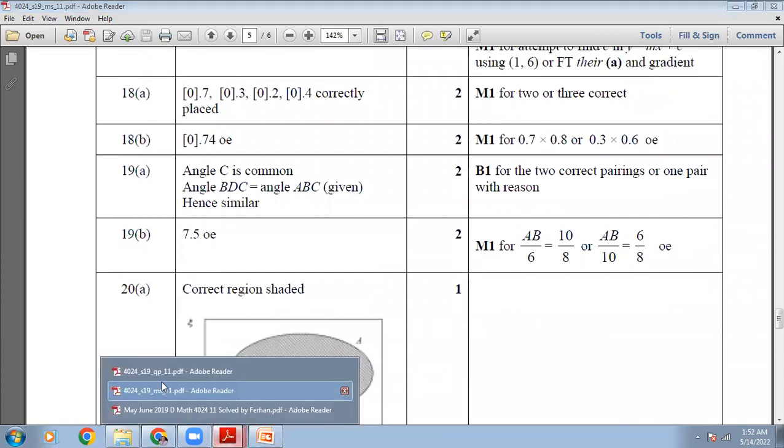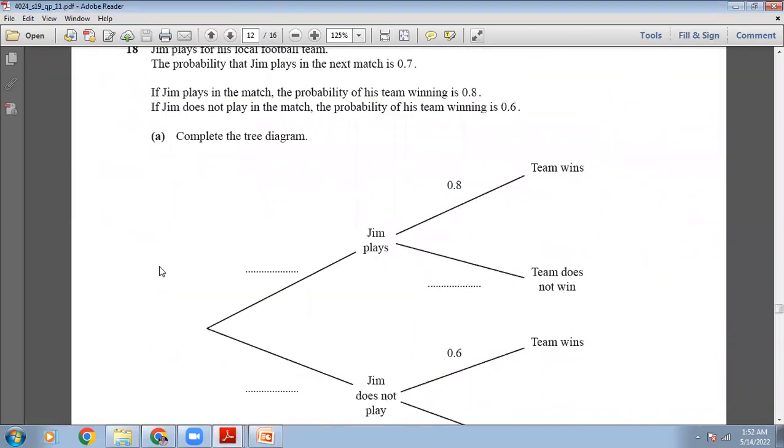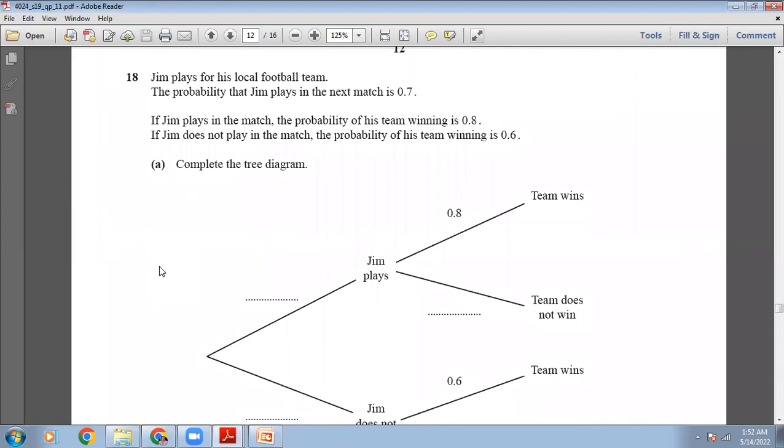Okay, so we are going to the next question. The next question is question number 18. It says, Jim plays for his local football team. The probability that Jim plays in the next match is 0.7. So the probability that he plays the match is 0.7, and that he will not play the match will be 1 minus 0.7, and that will be 0.3.